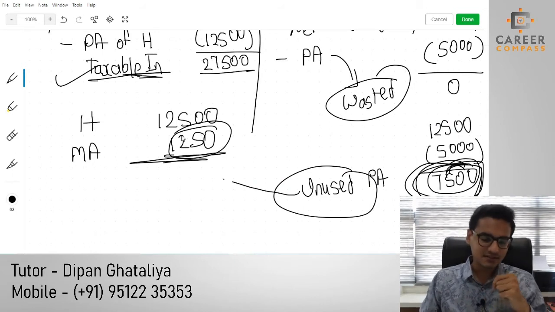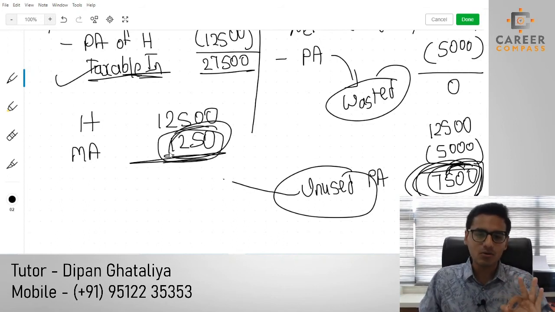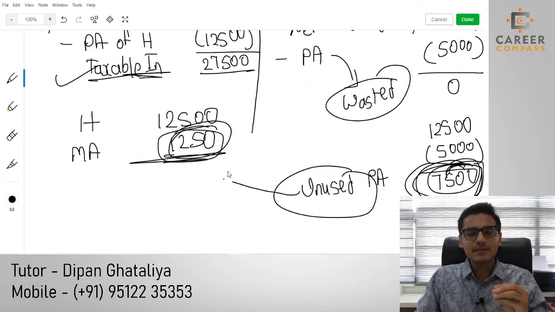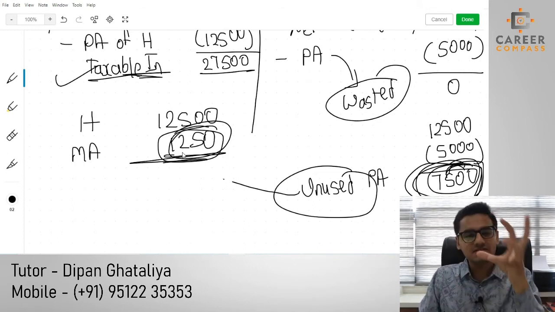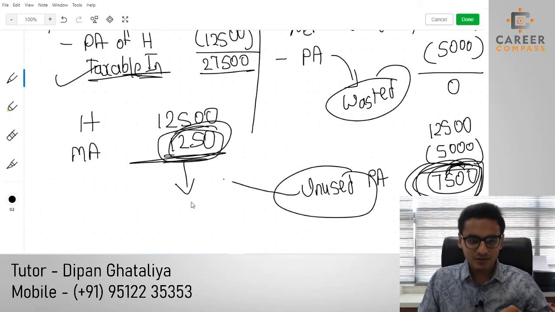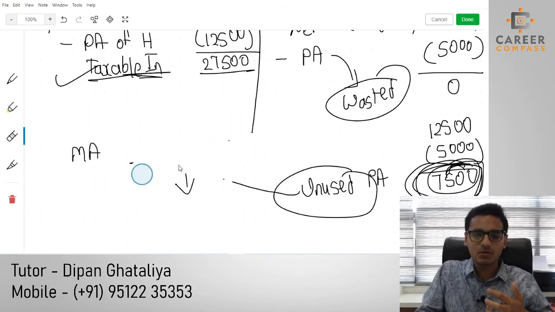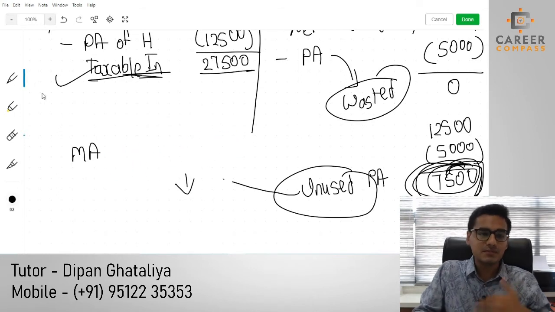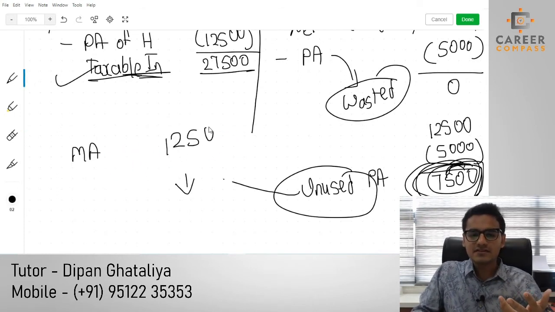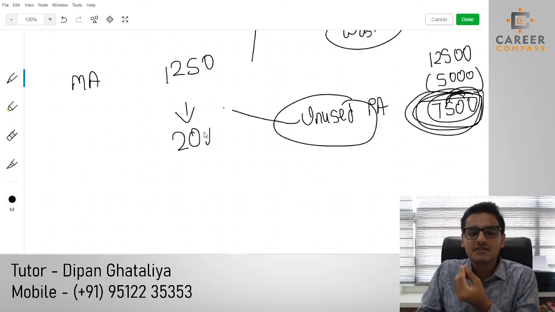It's an important thing. And the third twist is that you cannot directly transfer this 1250. You have to determine that if I transfer this 1250 to the husband, then how much tax benefit the husband will get. Okay, so if we transfer personal allowance of 1250, then how much tax benefit will the husband get? So if we transfer 1250, then the husband will get a tax benefit at a 20% rate.